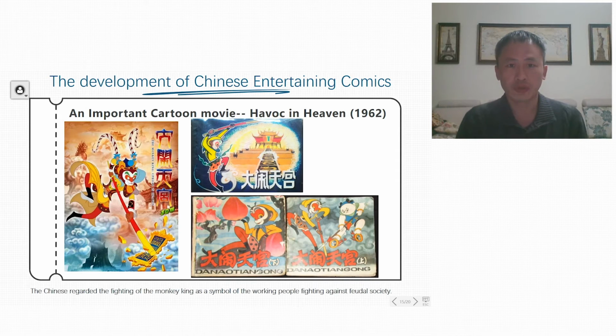So I have shown you these 3 pictures, and the last one is the picture of a comic book of the same title. In this movie and the relevant comic books, the Chinese traditional culture was perfectly expressed, which made it reach the pinnacle of nationalized artistic style and became a cultural symbol. The Chinese regarded the fighting of the Monkey King as a symbol of the working people fighting against the feudal society. So the spirit of a fight was highlighted.